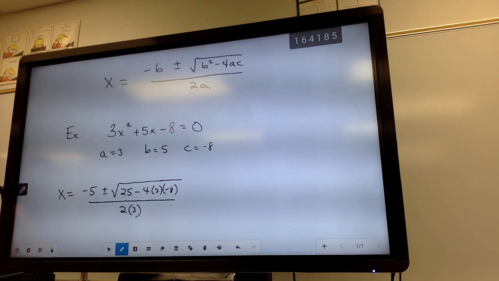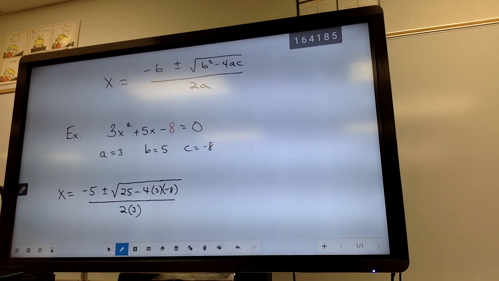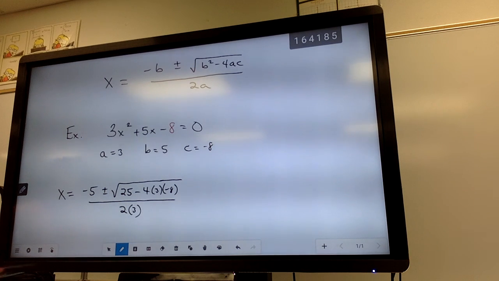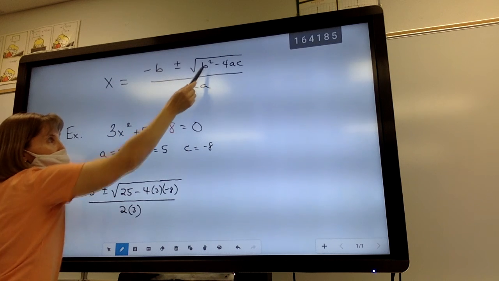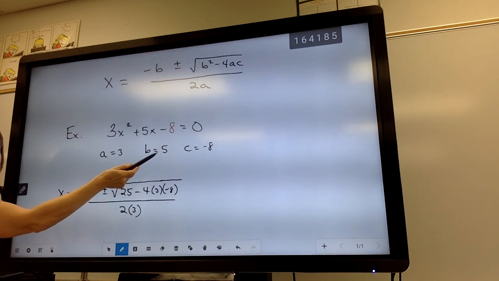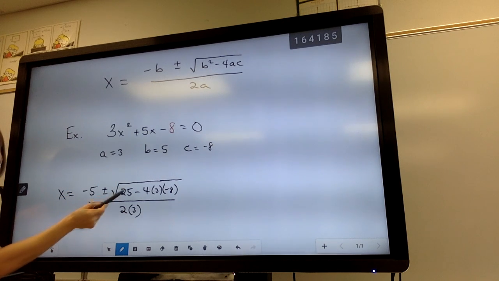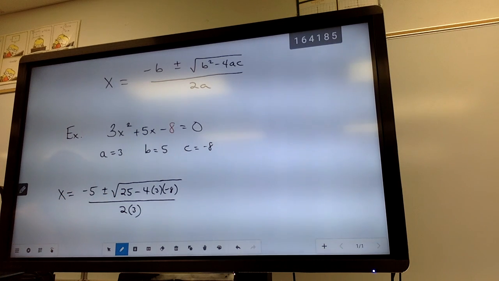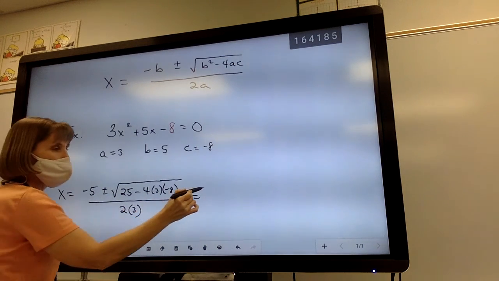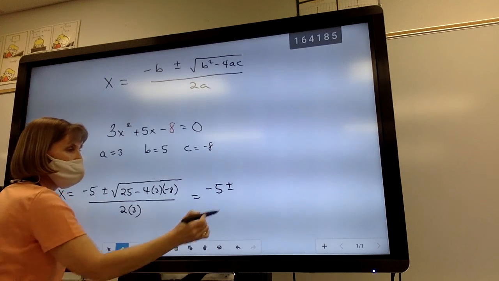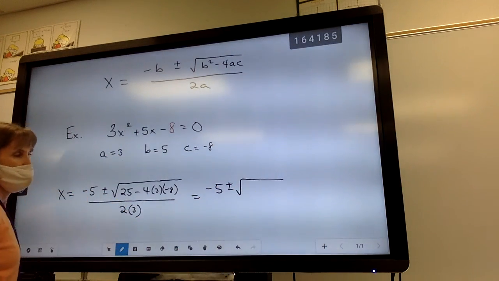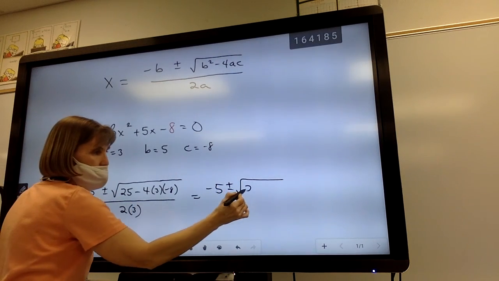So the first thing you want to do is make sure you substitute everything in correctly. Now when you square b in this part of the formula, b squared, that number should always be positive. Even if b is a negative number, when you square it, it's going to be positive. So don't make that mistake. B squared is always positive. Okay, when I clean this up, I'm going to say negative 5 plus or minus the square root of, I have 25.